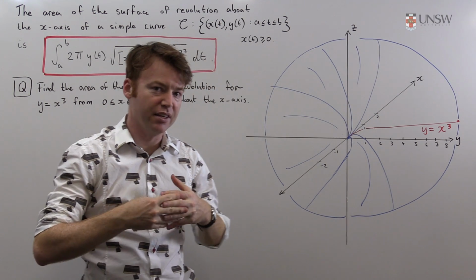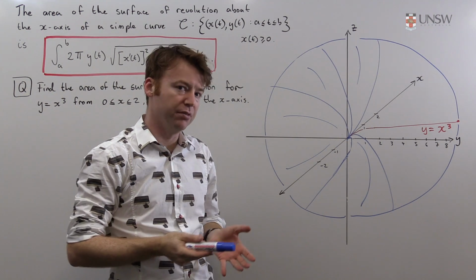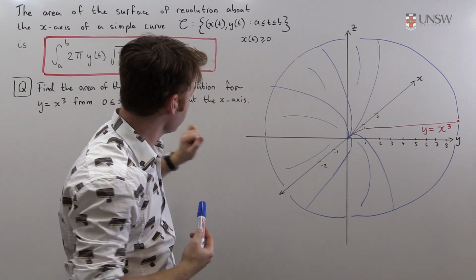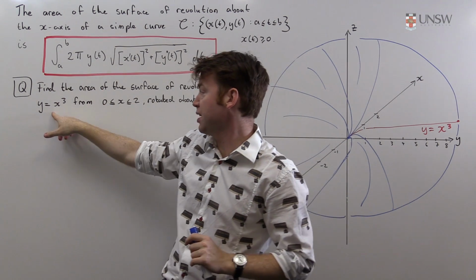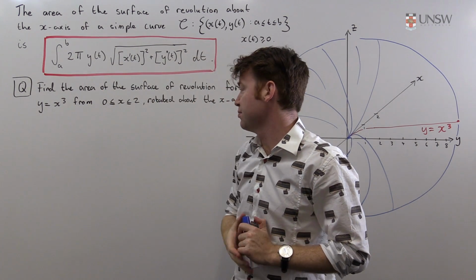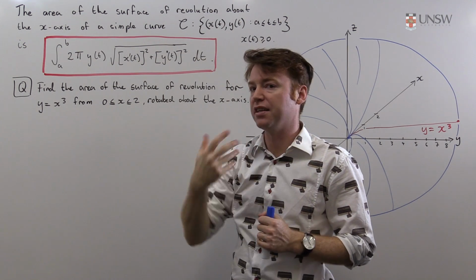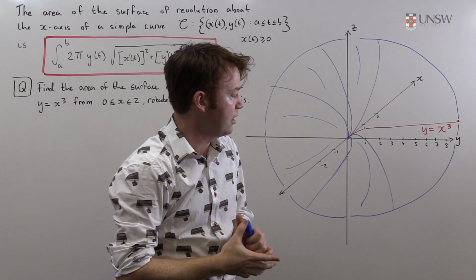In this video, we're going to find the surface area of a surface of revolution. So the question is, find the area of the surface of revolution for y equals x cubed, where the x values go from 0 to 2, and we'll rotate this about the x-axis. I've drawn that over here.